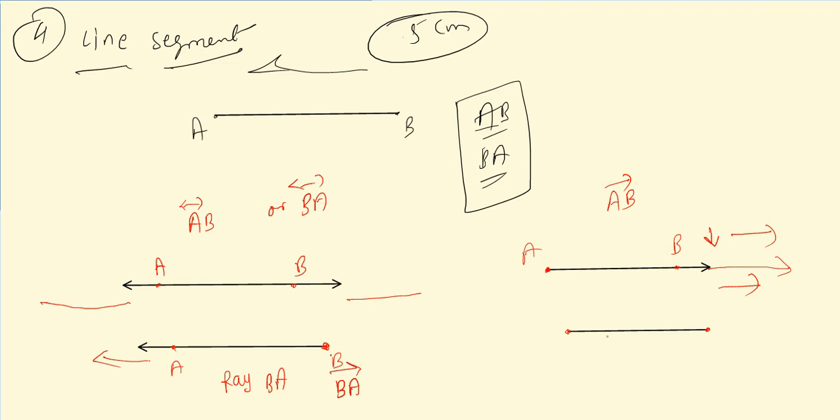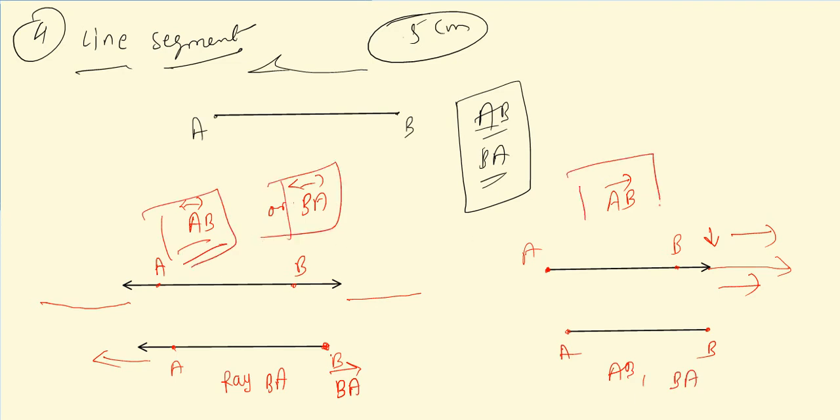Then this is your line segment A and B. You can directly write AB or BA. So if you are having a line, you are supposed to write like this. If you are having a ray, you have to write like this. Again same ray. But if you are having a line segment, you have to put two fixed endpoints.